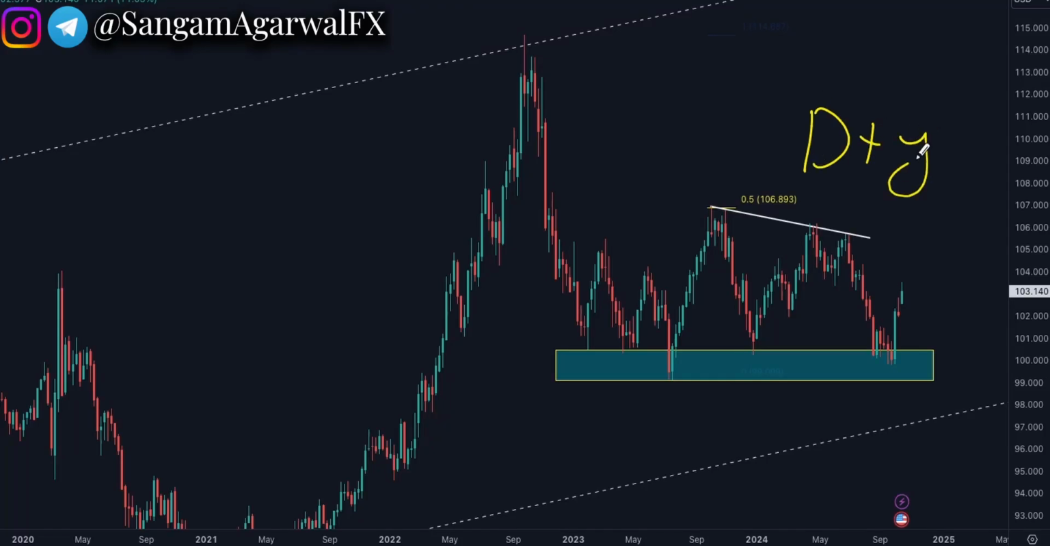Dollar index weekly chart, price bouncing once again from the support zone, and again last week a blue candlestick. So after this support zone, if the price does not stop, then a retest of this trend line will be the first big dynamic resistance level.